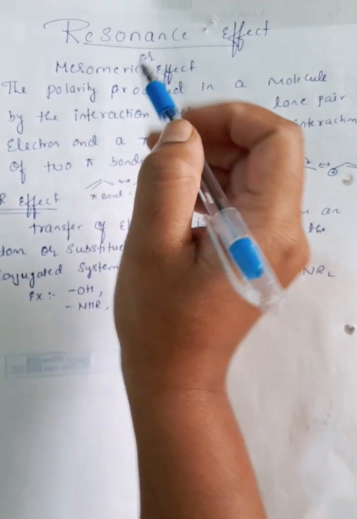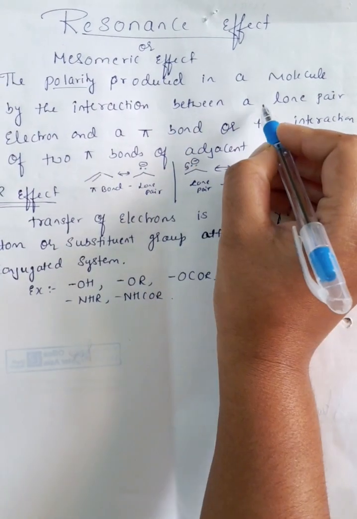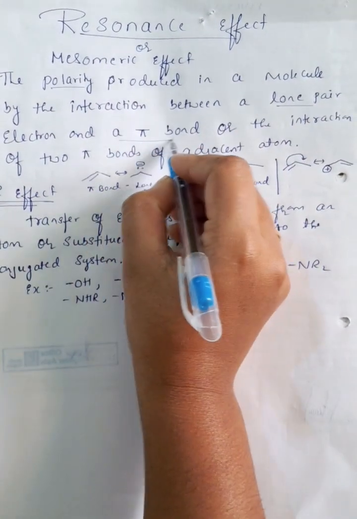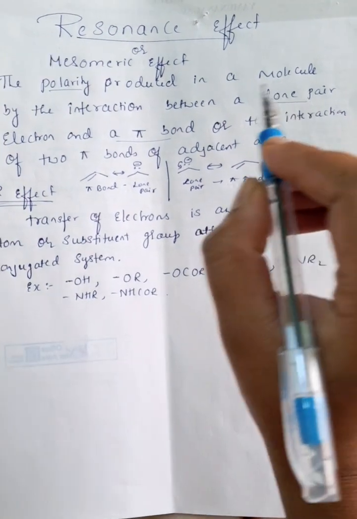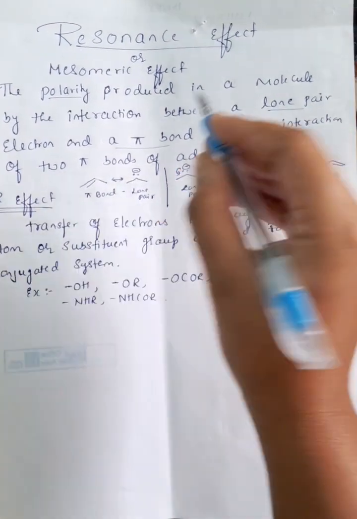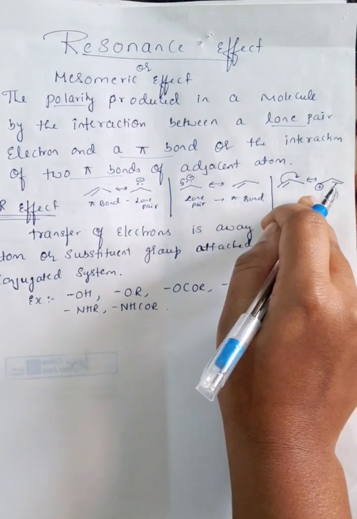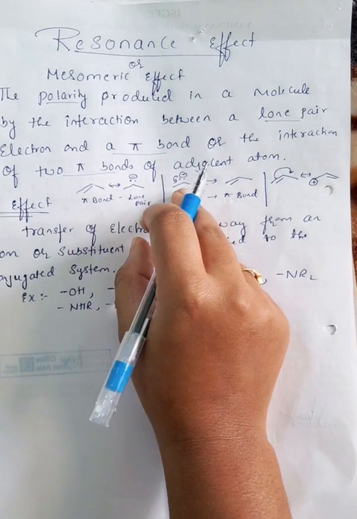So it is basically the polarity which has been created in the molecule due to the interaction of lone pair of electrons and the pi bonds. So there might be a polarity created due to the interaction of the lone pair of electrons with the pi bonds, or there might be an interaction between two pi bonds. So these are the three different ways in which the polarity has been created.